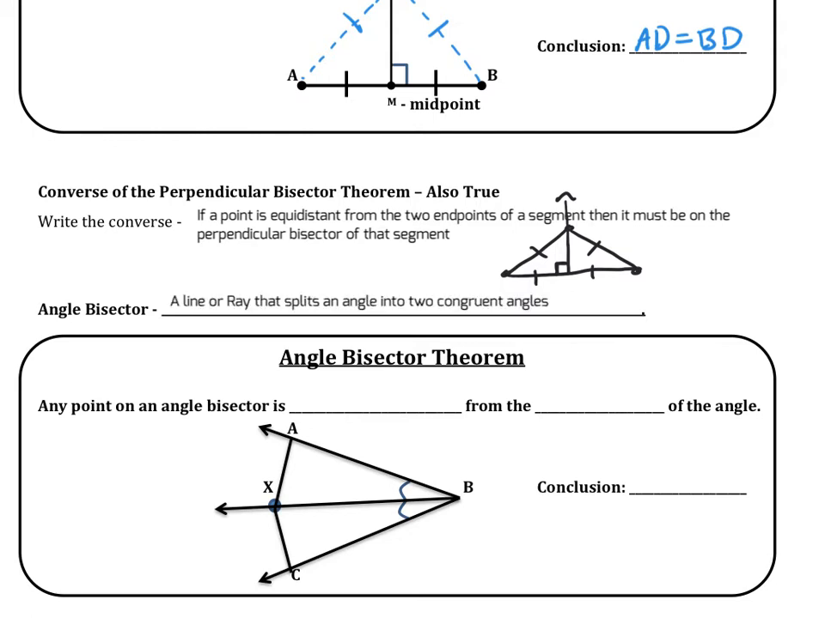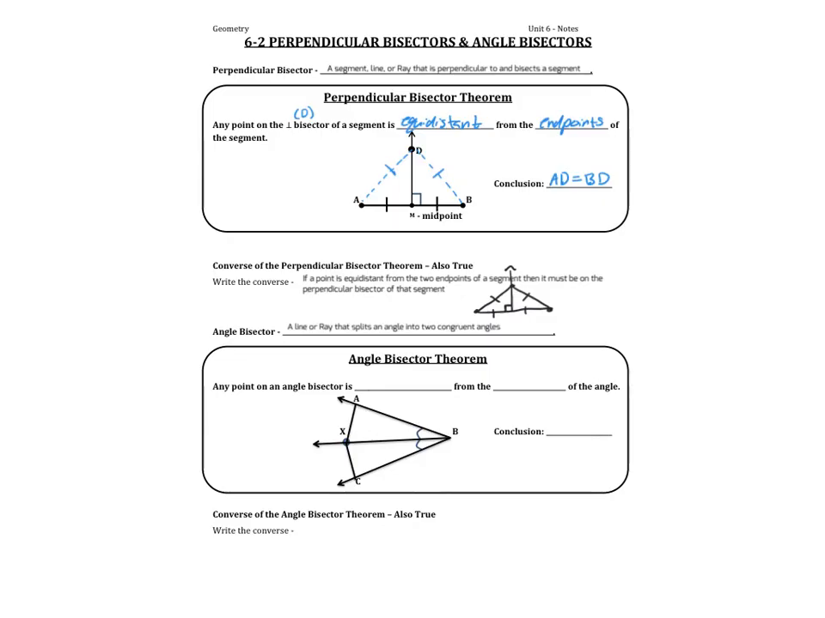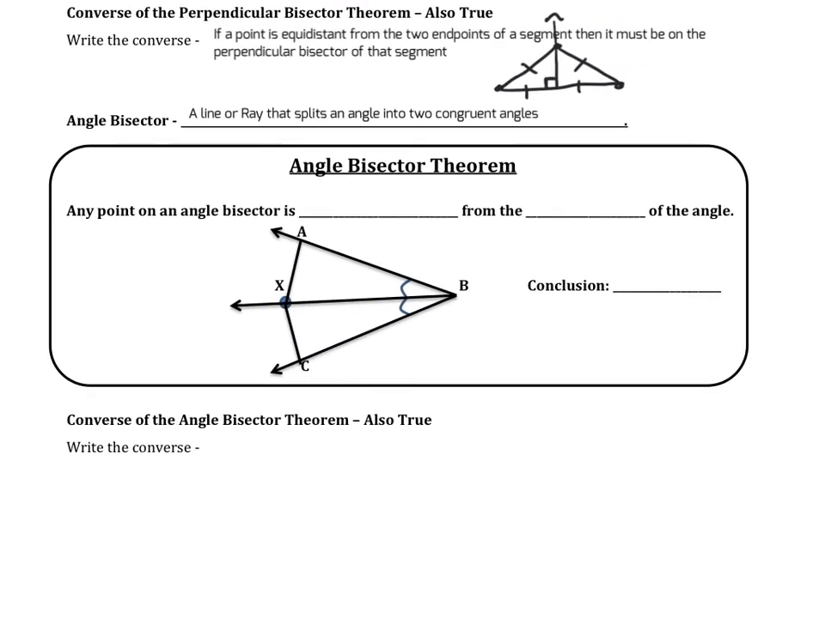So this next definition should be familiar to us. It's an angle bisector. An angle bisector is simply a line or ray that splits an angle into two congruent angles. What we're going to add to that is this new portion, which is our angle bisector theorem. It states that any point on an angle bisector is equidistant from the sides of the angle. So here, BX is our angle bisector.